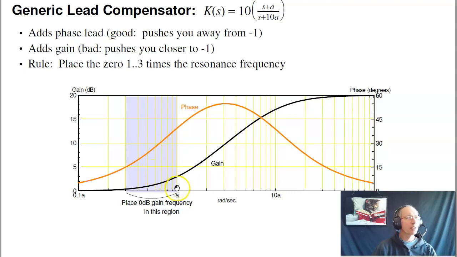If I pick the 0 to be 1 to 3 times my resonant frequency, I've added phase and not much gain. 1 times is right here. I've added a lot of phase, which is good, a little bit of gain, which is bad, but the phase kind of compensates for the little bit of bad. Over here I've added less gain but less phase, so it's really kind of up to you. That's where the rule of thumb 1 to 3 times comes into play. Pick the 0 1 to 3 times your resonant frequency.